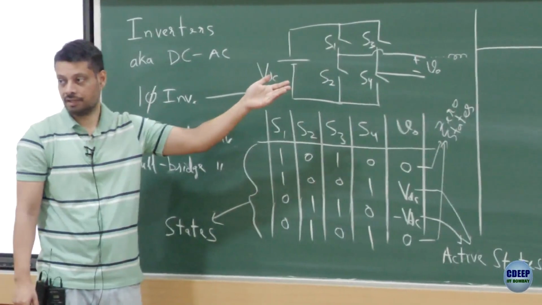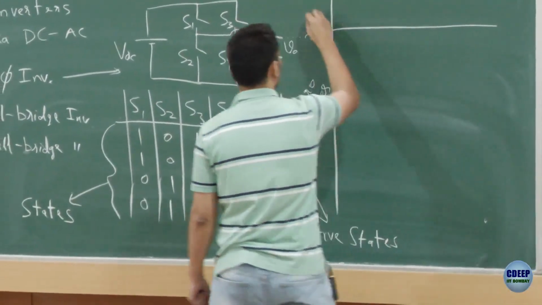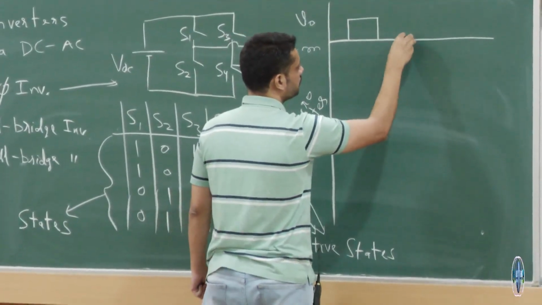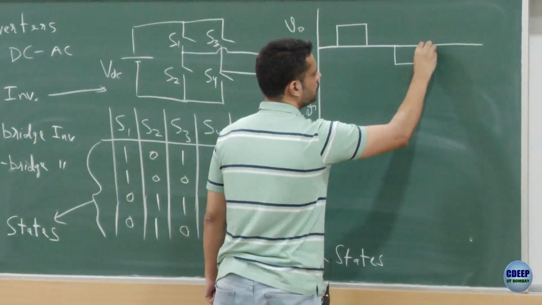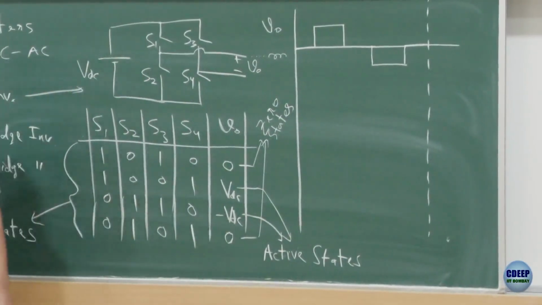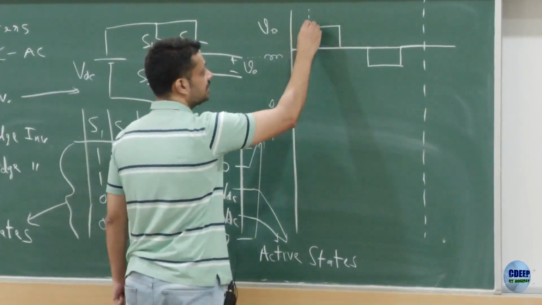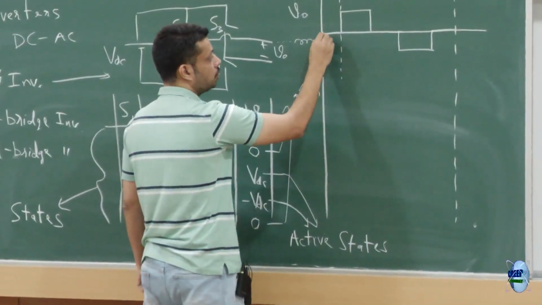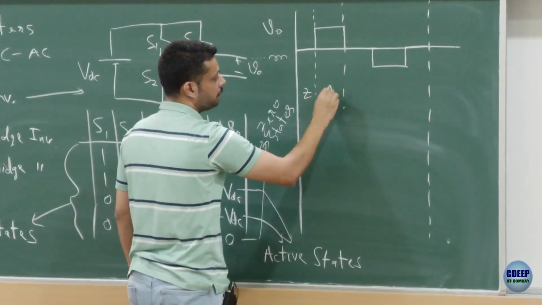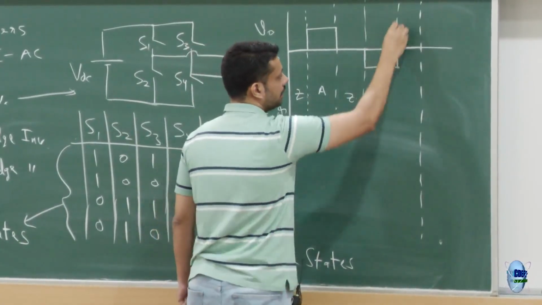Okay, so now if you have to use these four states and you have to produce an AC output voltage, right? You can do multiple things. Ideally what you want at the output is, let's say, something like this. Okay, let's say this is what you want at the output. So if this is what you want, you understand that in the first region, you want a zero state, right? Here you want an active state with plus VDC. Here you want another zero state. Here you want another active state, and here you want another zero state.